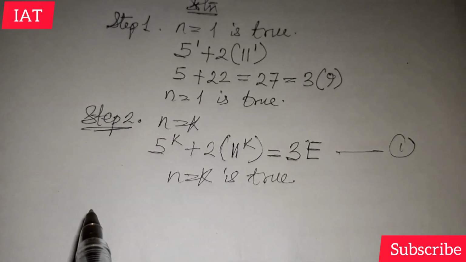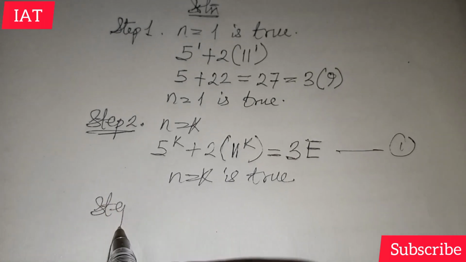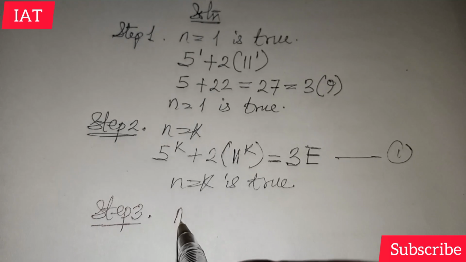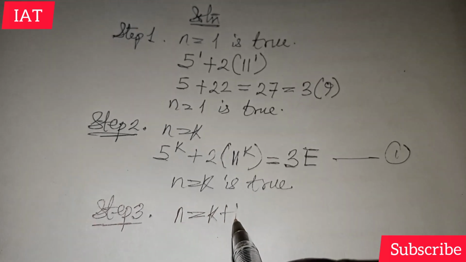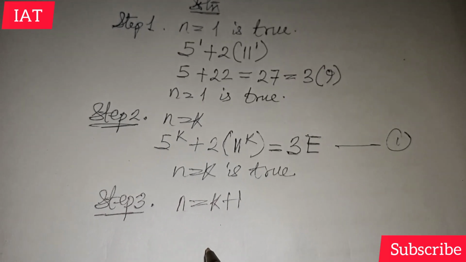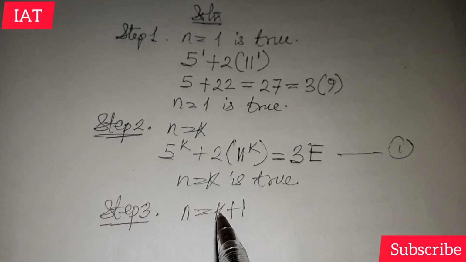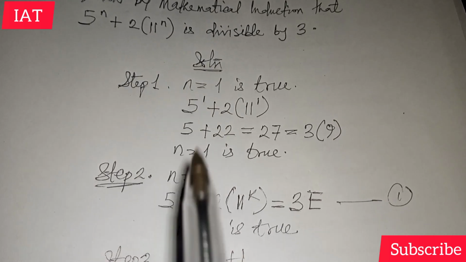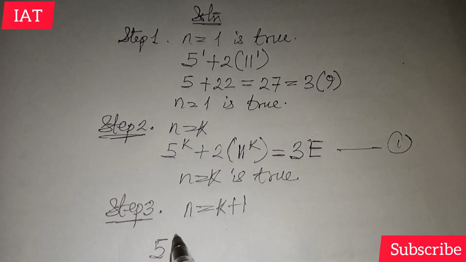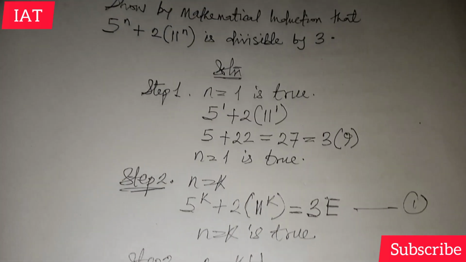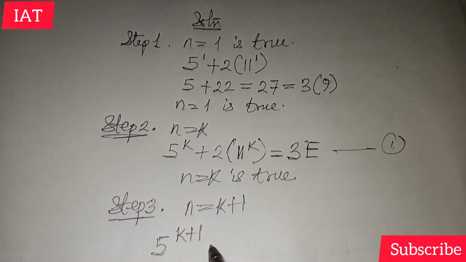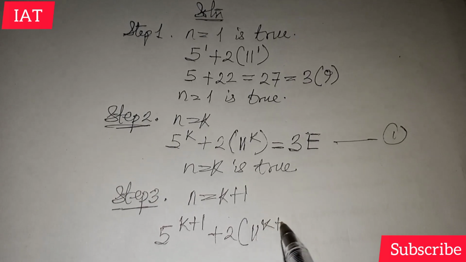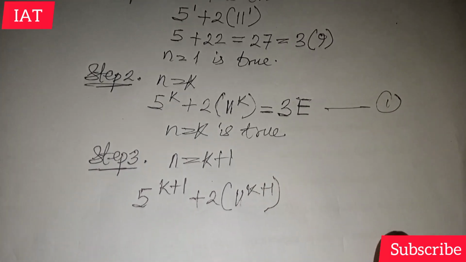Alright, step 3 is about proof. We're going to show that n equal to k plus 1 is true for all positive integers. What it means is that from the original question, anywhere you see n, you plug in k plus 1. So we have 5 to the power of k plus 1, plus 2 into 11 to the power of k plus 1. So this is what we have.